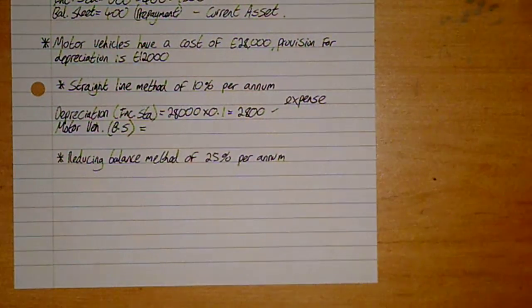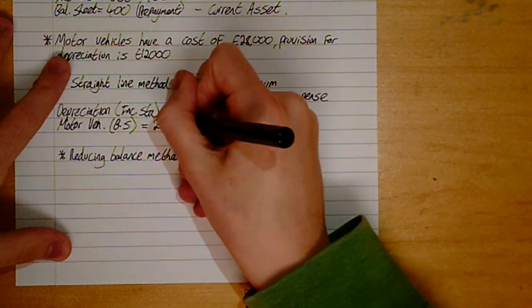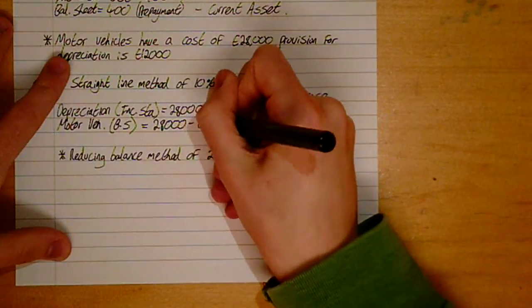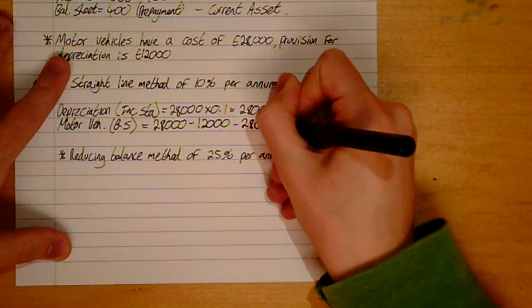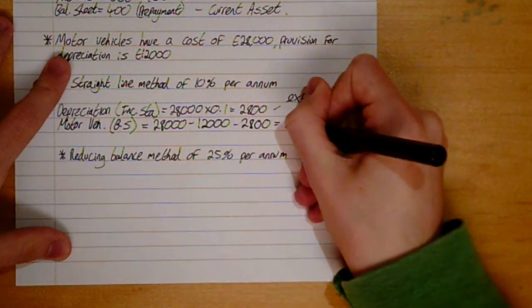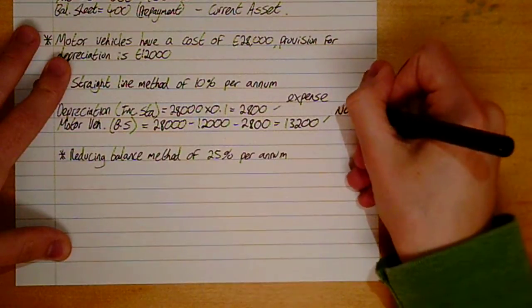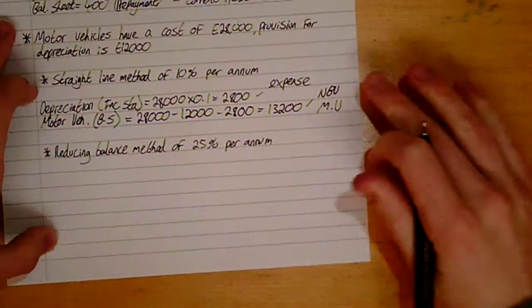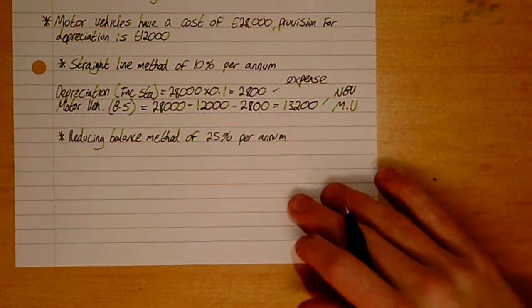So how do we work out our net value of our motor vehicles to put in our non-current assets section? Well, it's simply going to be our cost minus all the depreciation that has occurred to that asset. So we've got 28,000 minus 12,000 minus this year's depreciation, which is 2,800, and I believe that comes to 13,200. So that's the new net book value of our motor vehicles. So that's what you'll be putting in your non-current assets account.